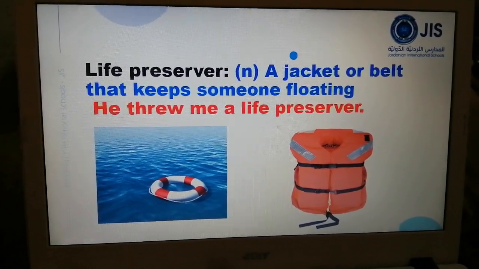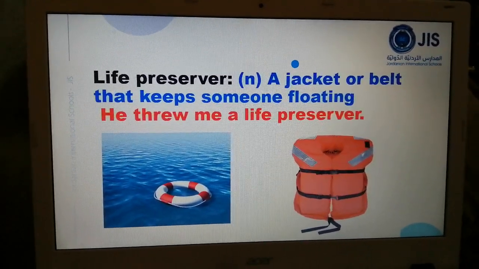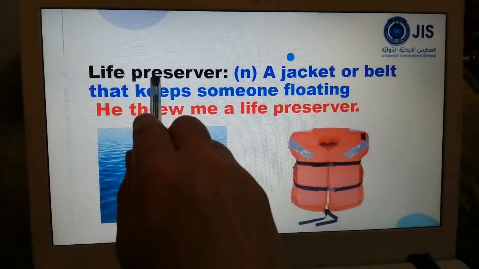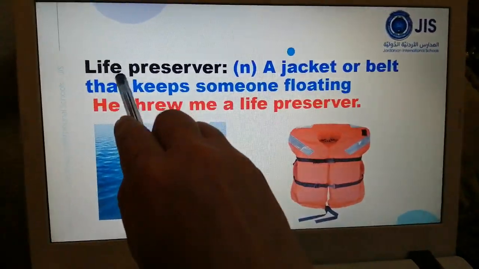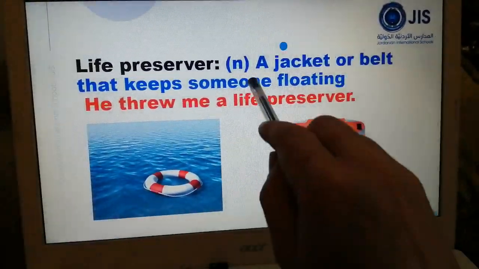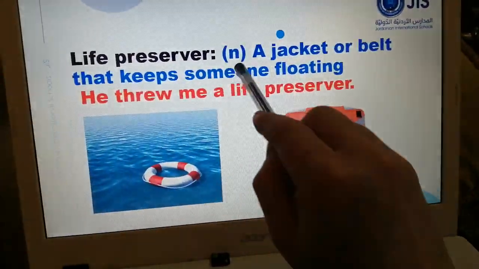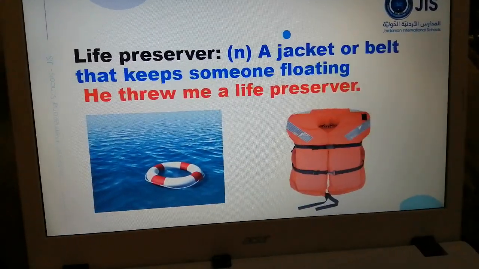Life preserver. Life has its own meaning. Preserver by itself has its own meaning. But when I put these two words together, they make a new compound word, and it's an open compound word. It's a noun, life preserver. It means a jacket or belt that keeps someone floating.